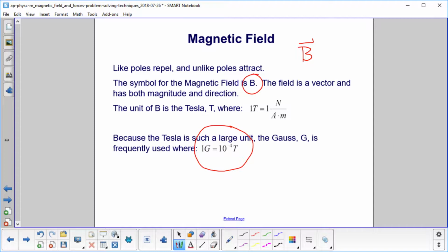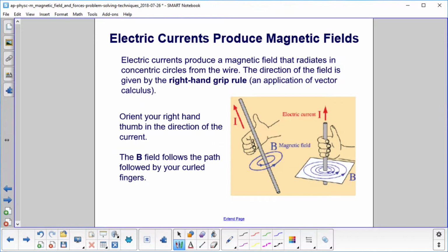That's the standard unit. Electric currents produce a magnetic field that radiates in concentric circles from the wire, and we're showing pictures of it down here. The direction of the field is given by the right-hand grip rule, which is an application of vector calculus, so you can see what you're doing. You put your right-hand thumb in the direction of the current, and the magnetic field follows the path followed by your curled fingers. Hopefully on this picture it's a little easier to see: these make concentric circles, and at any point you find the magnetic field by drawing a tangent to the circle.